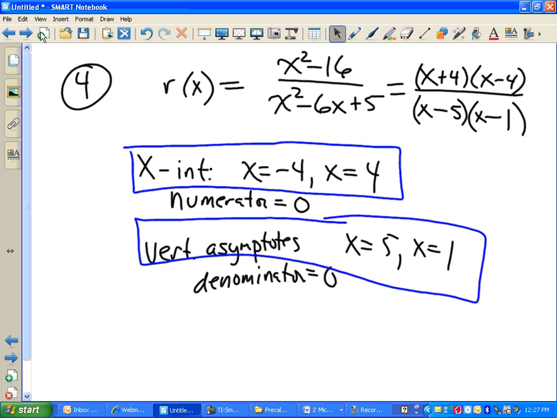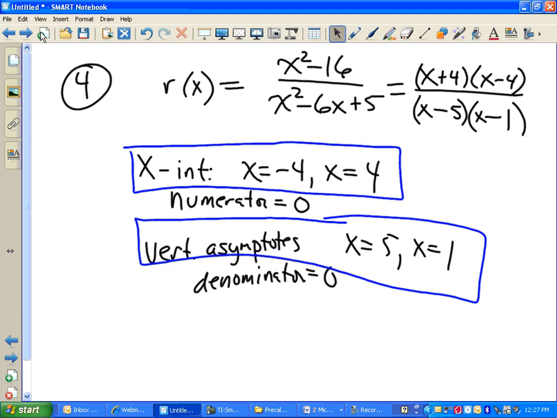They do form a discontinuity, but it is a point discontinuity. That point just won't exist on our graph. It's not defined because you'd be dividing by 0, but it doesn't create a vertical asymptote. In this case, our x-intercepts are -4 and 4. Our vertical asymptotes are x equals 5 and x equals 1. There is no overlap, so we are finished.